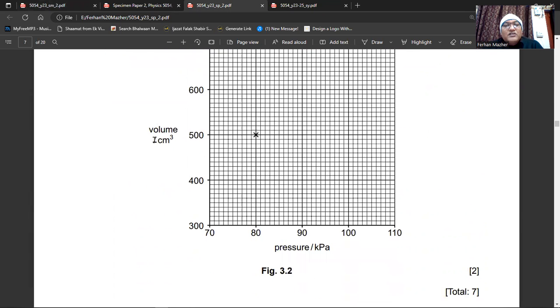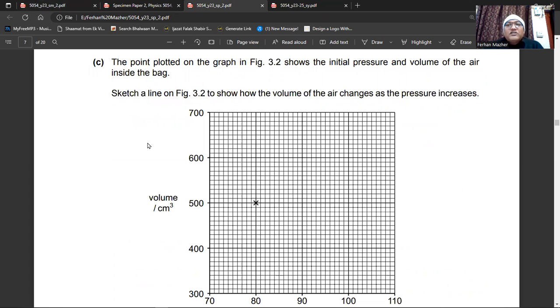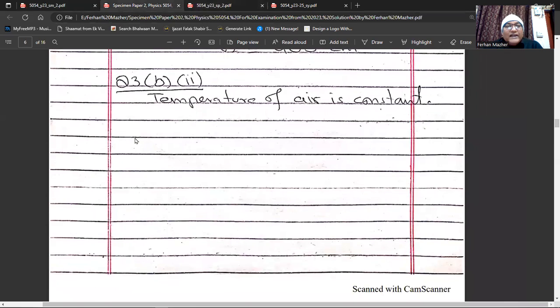Here is question number 3, part C. The points plotted on the graph in figure 3.2 show the initial pressure and volume of the air inside the bag. Sketch a line on figure 3.2 to show how the volume of the air changes as the pressure changes. We know at a pressure of 100, the volume is 400. Put a dot here, and I will join them with a curve like this, the curve which shows the inversely proportional relationship. So let me show you. I have drawn this.